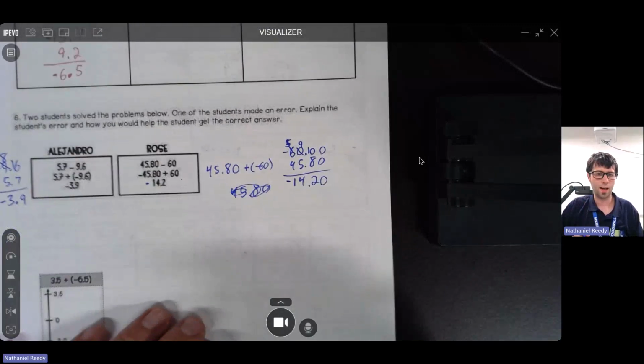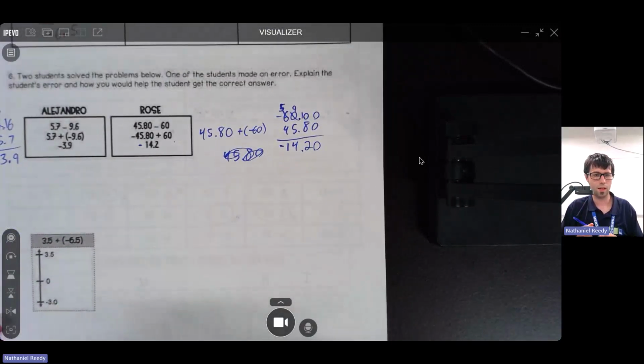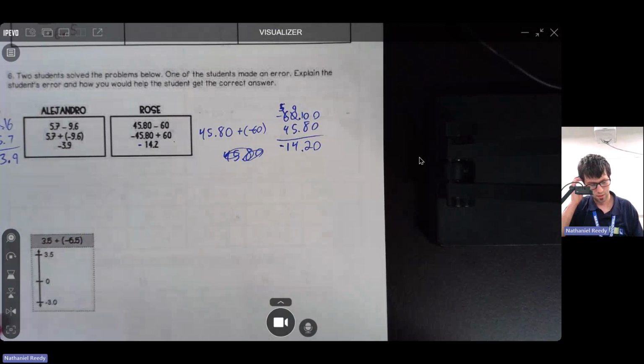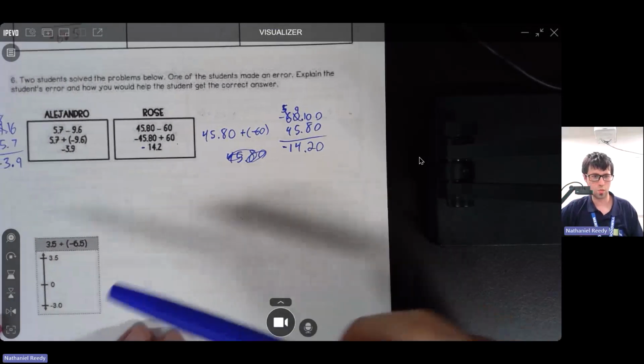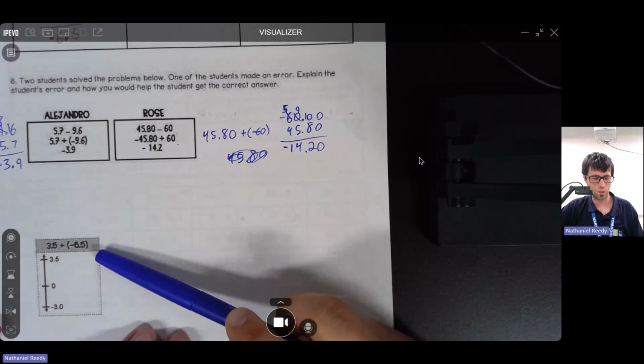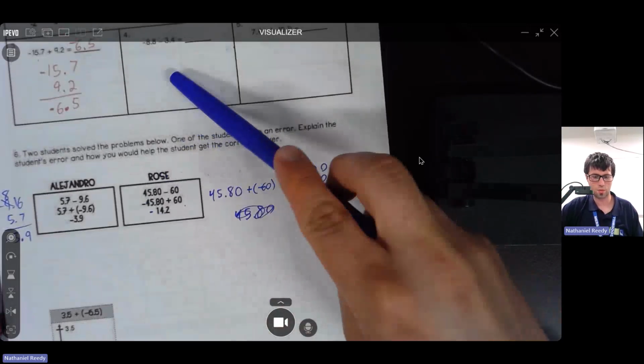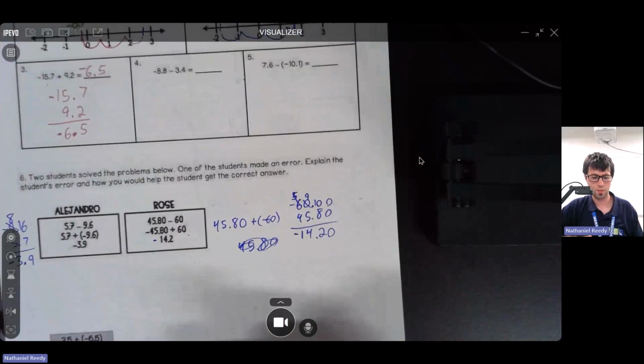So negative signs can be difficult. I can see why it would be easy to swap the signs around. So there is one more problem. This is very similar to the other ones. We're not going to do these together. If you want to do number 4, 5, and this one by yourself, please do that.